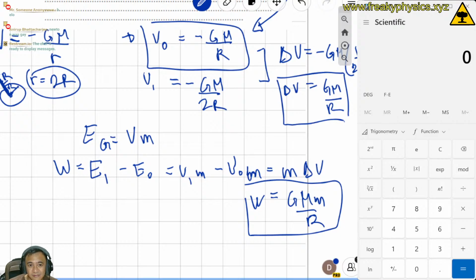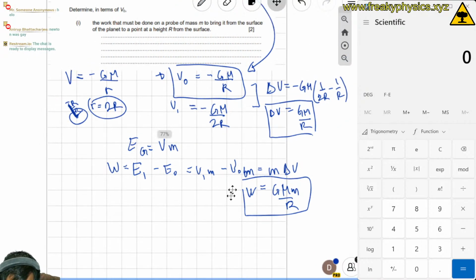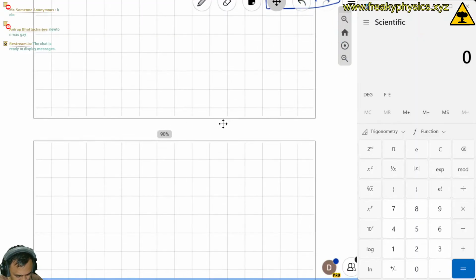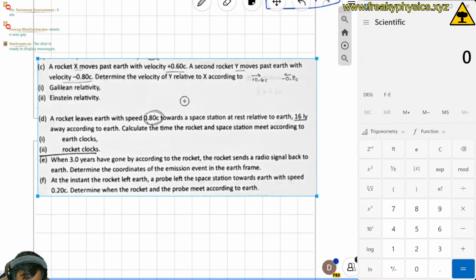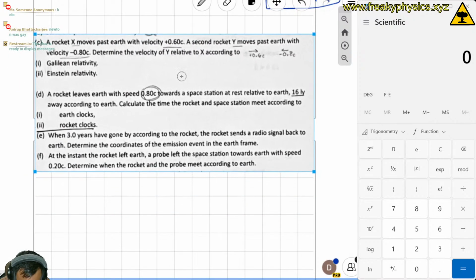All right, questions done. Let's do the relativity questions, but this time let's do the ones with calculations first. Which one has calculations? Okay, let's do this one. We're doing which one here? C or D or both, or maybe all. All of them. Okay, let's do these now.